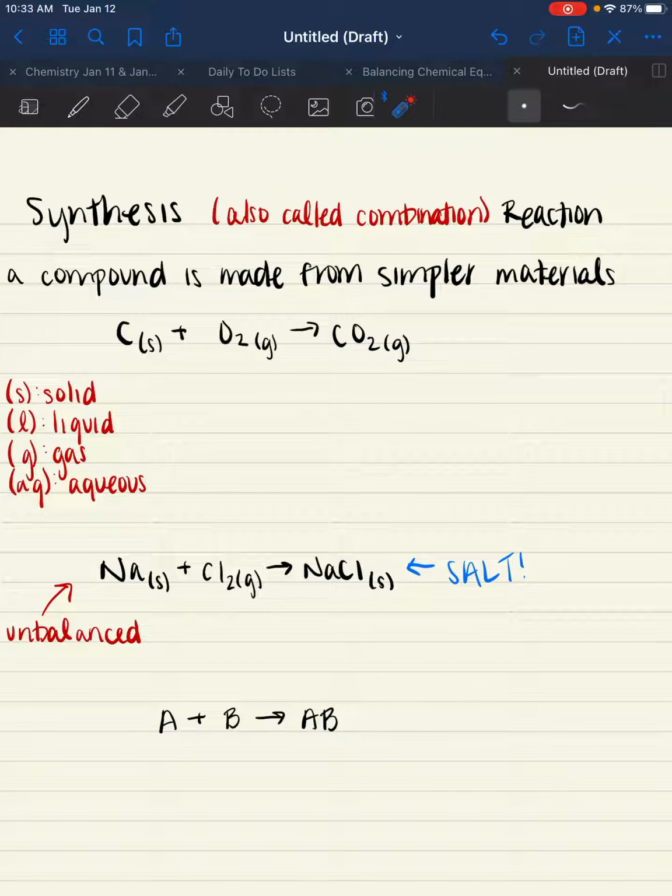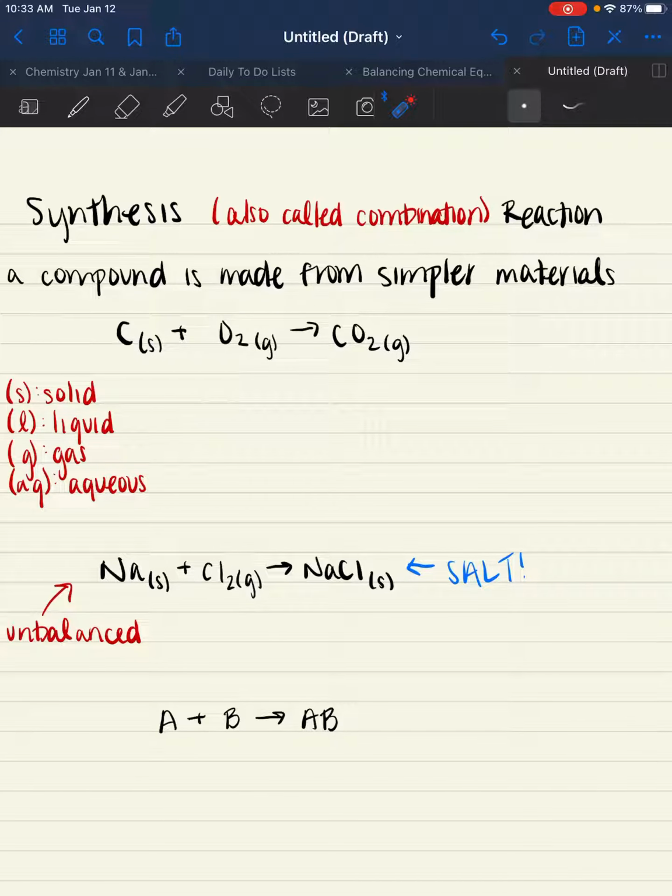The first reaction that we are going to talk about is called a synthesis reaction. This is also called a combination reaction in some textbooks or other resources, but they are the same thing. Synthesis and combination reactions are the same. Essentially, synthesis is just another way of saying that we are making something new. So we're taking something simple and we're making something more complex out of it. So synthesis combination, we're making a compound from simpler materials.